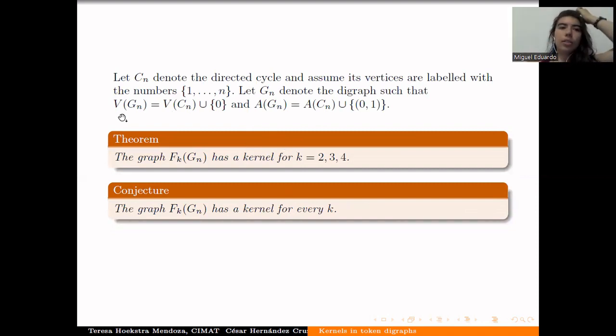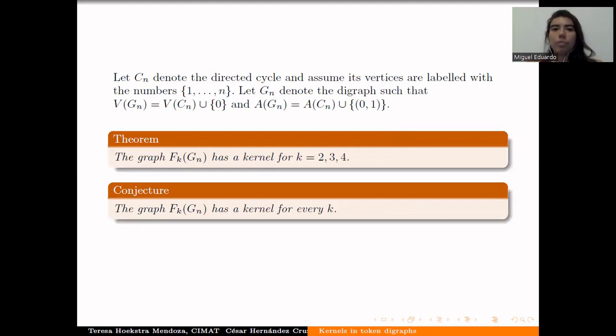And so just to give the formal definition, CN is the directed cycle, I label the vertices from 1 to n, and HN will be the digraph which also contains the vertex 0, and we have the arrow from 0 to 1. Then the theorem that we obtained is that when k equals 2, 3, or 4, the token graph Fk on k tokens of my graph HN has a kernel. HN is also an orientation of the pan graph. Sometimes it is called the pan graph because it looks like a cooking pan.